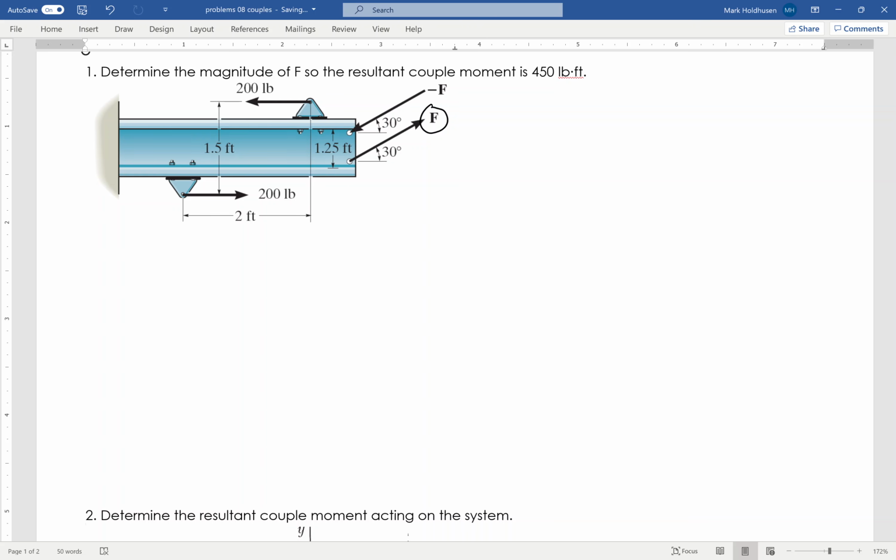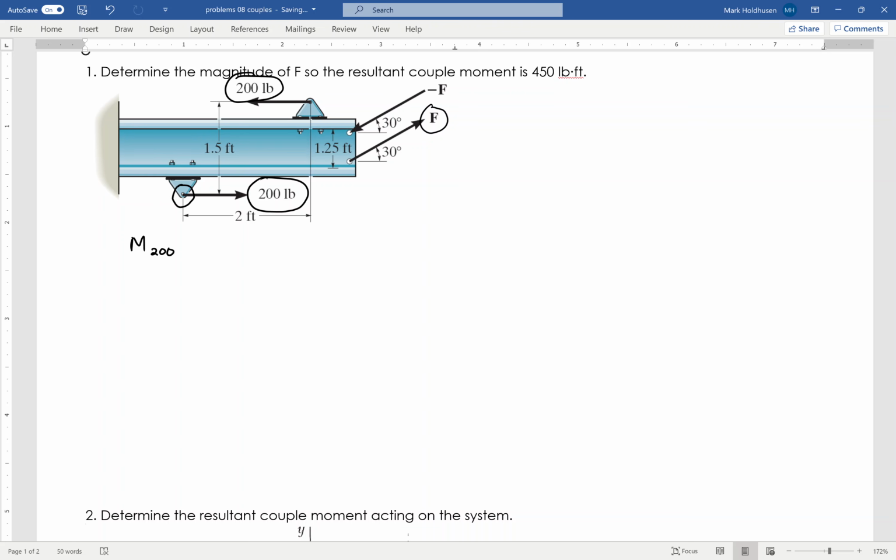So I'm going to start by choosing any point. I'm going to choose this point first. And I'm going to find the moment of that 200 couple, the 200 couple being these two forces that I have here. The sum of the forces equals 0 because they're equal and opposite. So all I have is a rotation. Moment is all I've got.